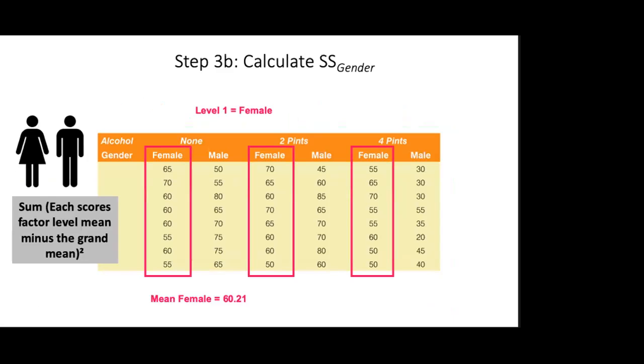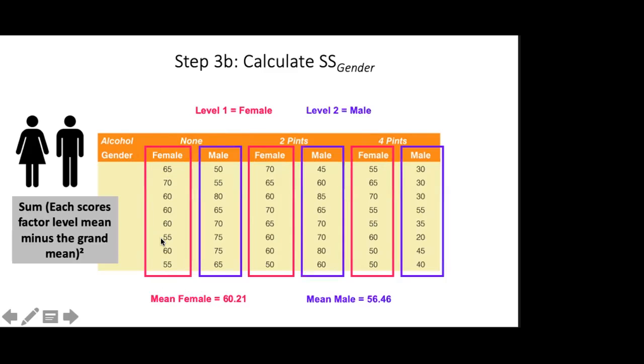Now we are collapsing across the alcohol conditions. First, we're interested in the mean attractiveness rating for females across the 3 alcohol conditions, which is 60.21. So we are averaging these 3 columns here. And then we do the same thing with males, averaging across these 3 columns here, to come up with a mean effect for males.